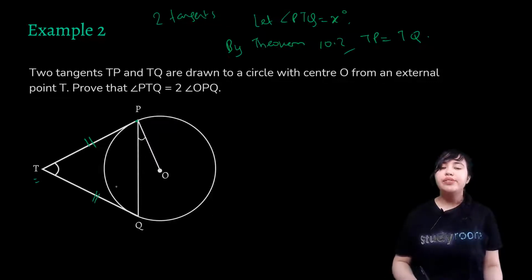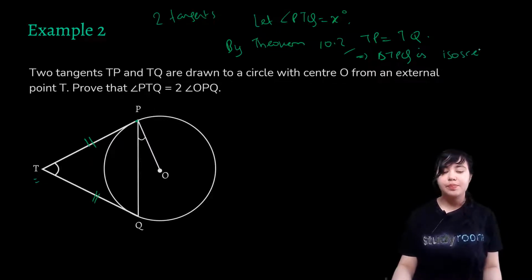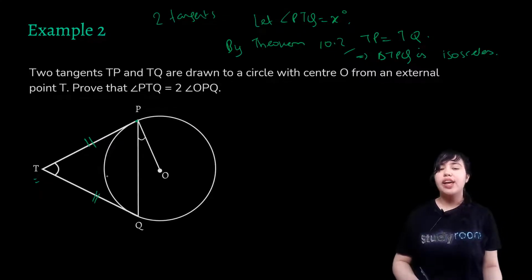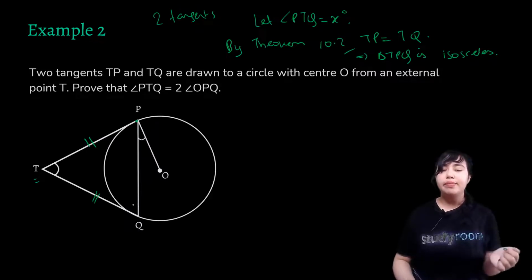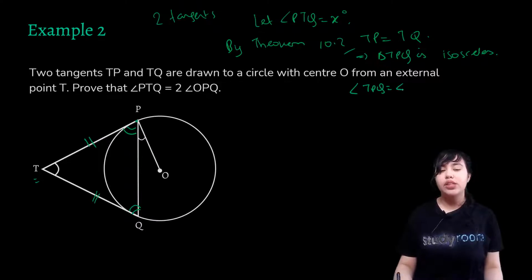So if 2 sides of a triangle turn out to be equal, what do we call this triangle then? We say that this triangle TPQ will become isosceles. And if opposite sides of any triangle are equal, then angles opposite to them are also equal. So angle opposite to the side TP is angle TQP, and angle opposite to the side TQ is angle TPQ. So even they turn out to be equal. Angle TPQ is equal to angle TQP because they are opposite angles of equal sides.